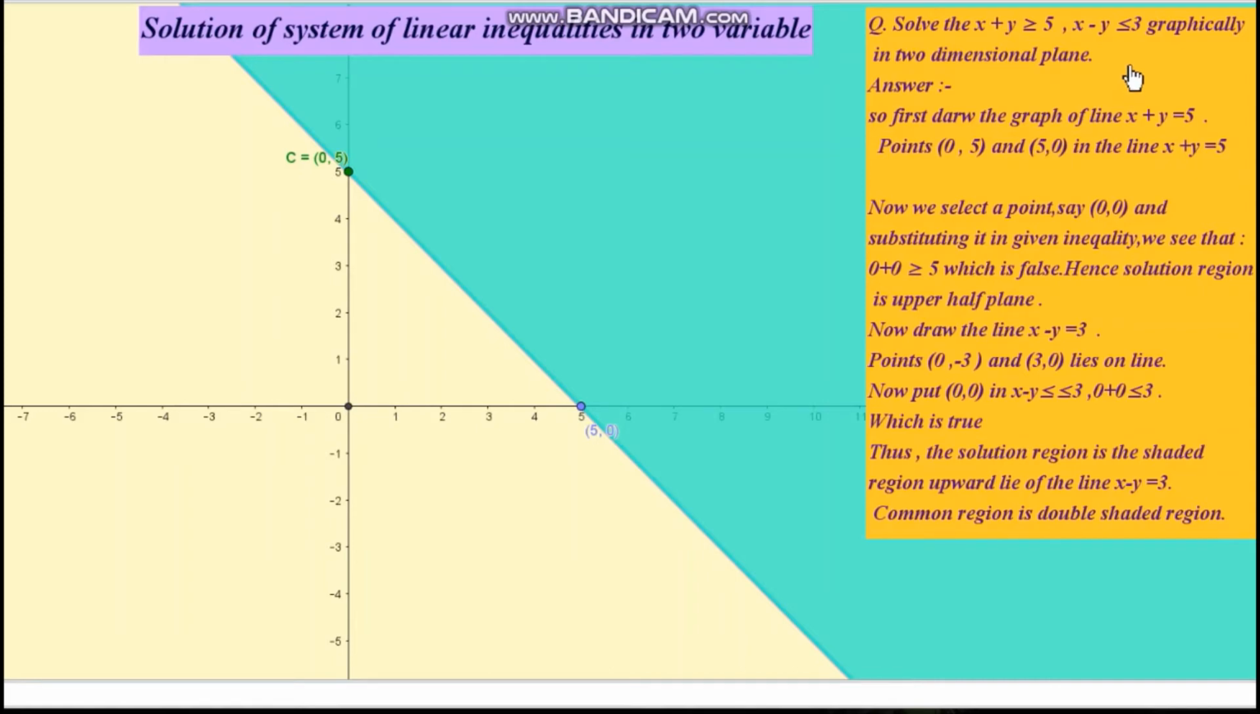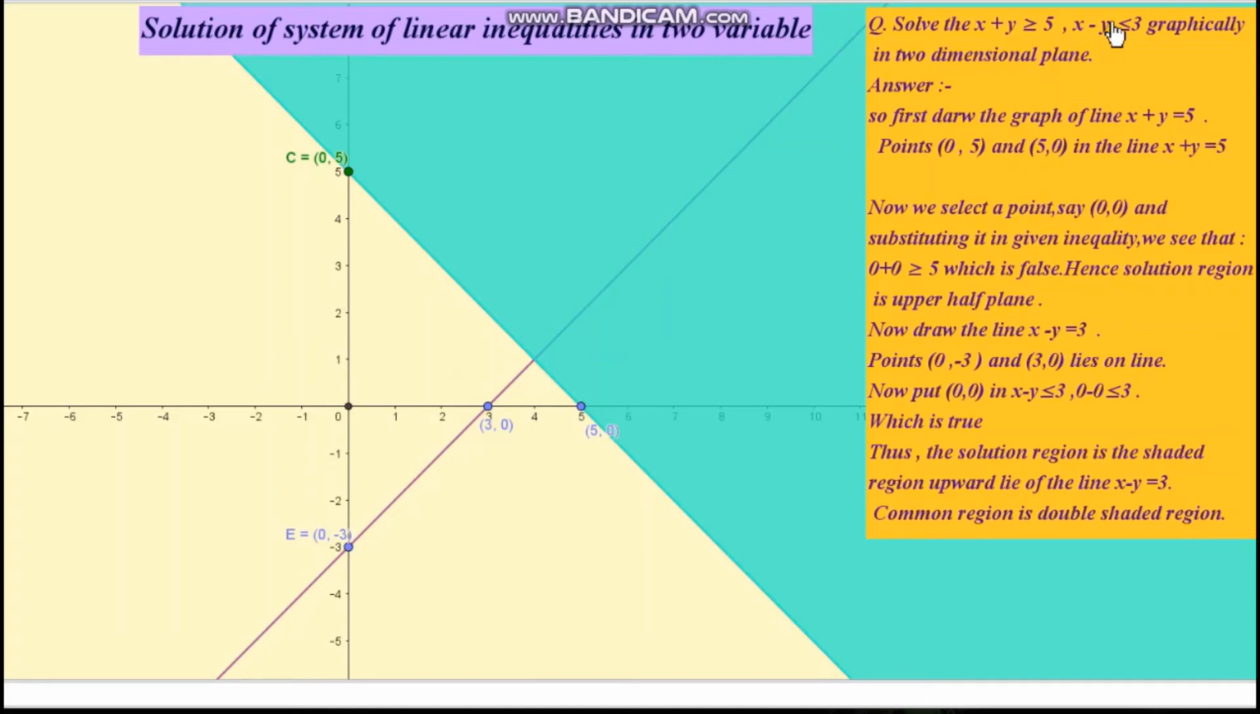Now for the inequality x minus y less than or equal to 3, first we draw the line x minus y is equal to 3. If you put x equal to 0, then y becomes minus 3. If you put y equal to 0, then x becomes 3. So first we plot the points (0, -3) and (3, 0). Now we draw a line passing through the points (0, -3) and (3, 0).